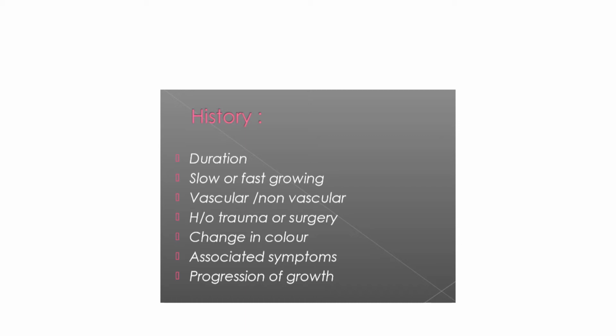The history of trauma or surgery is important because certain cysts like an implantation cyst or a granuloma will have a history of trauma. In certain cases of SICS there will be iris prolapse, so it will be followed by a surgery. So history of trauma or surgery is also important. Change in color is important because in certain conditions there will be a change of color. If a nevus is brown and suddenly increases in size and changes in color, it grows in favor of malignancy. So change in color is also important.